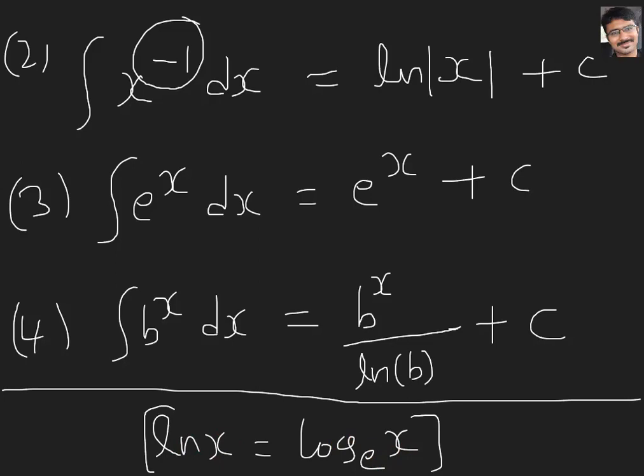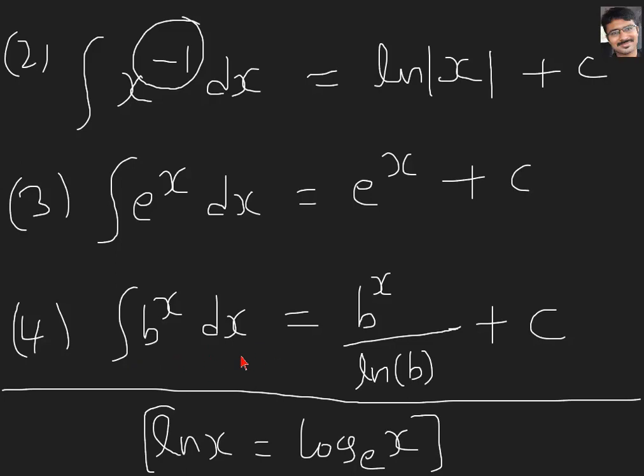I hope you are clear with this one. So I can write integral x^(-1) dx as ln x plus c. C is the integration constant because it is indefinite integration, since we are not giving any limits. Next, integral e^x dx. What is integral e^x dx? It is e^x plus c.